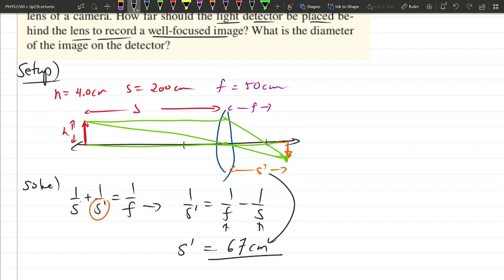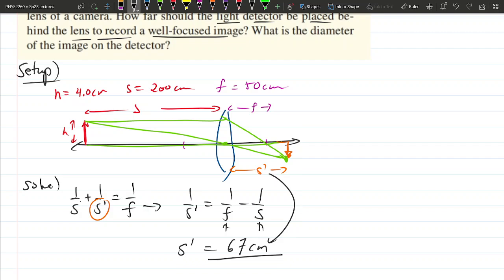So notice that from this drawing, if you draw it kind of accurately, you can already check whether or not this answer makes sense, right? Because this is 50 centimeters from the lens, and this is about 67. So hopefully that makes sense, okay?